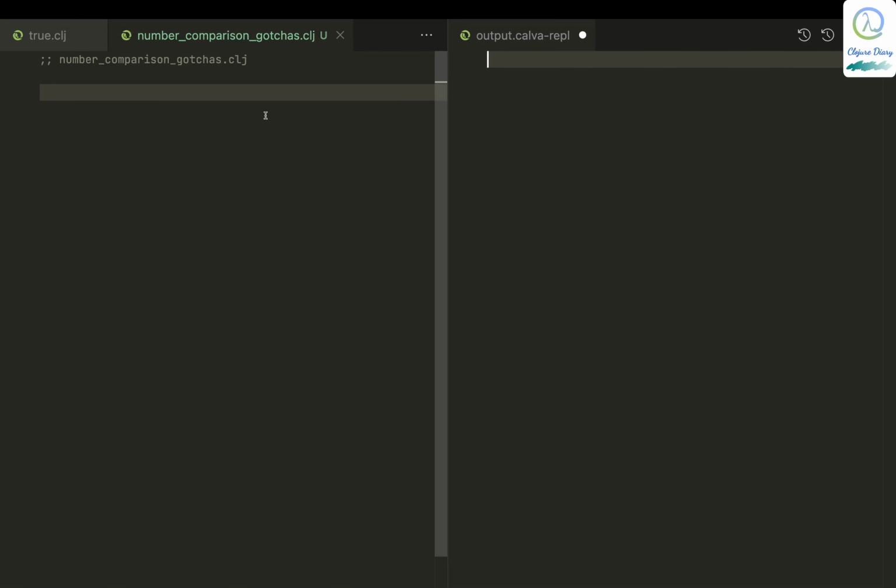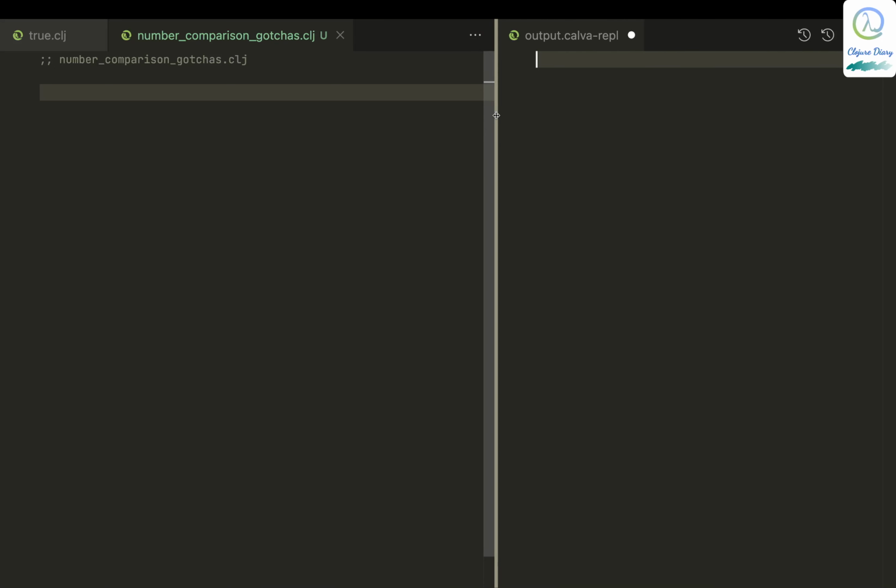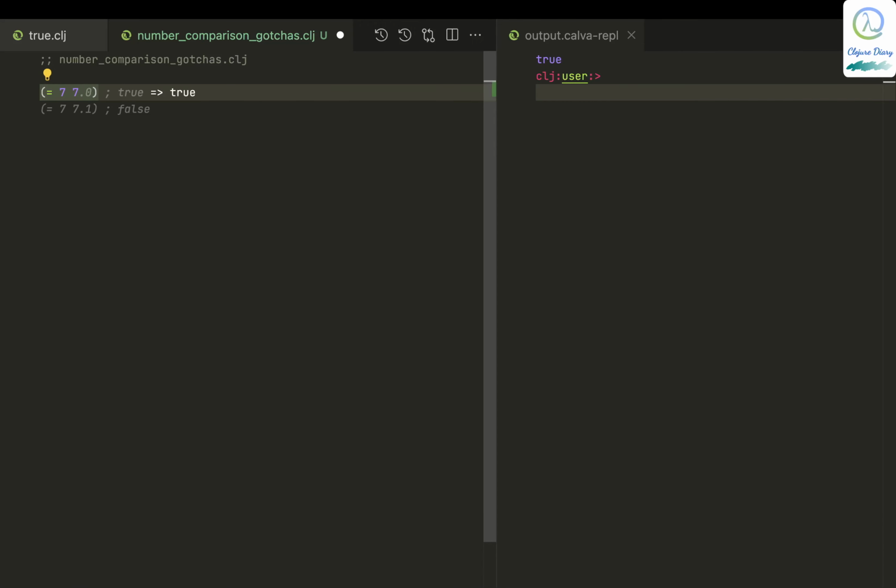Okay, this video is about some gotchas I encountered in Clojure, specifically for number comparison. So let me just dive in. When you compare, let's say, 7 with 7, it's definitely true.